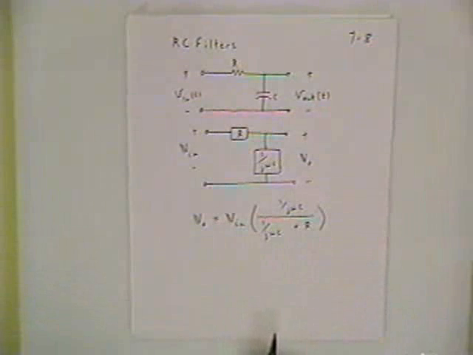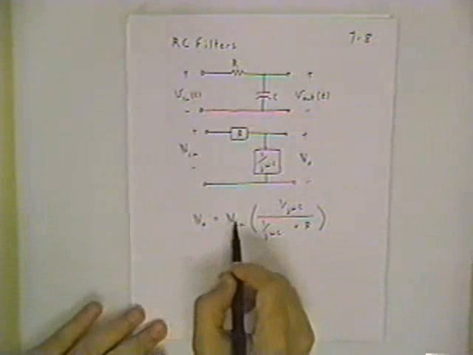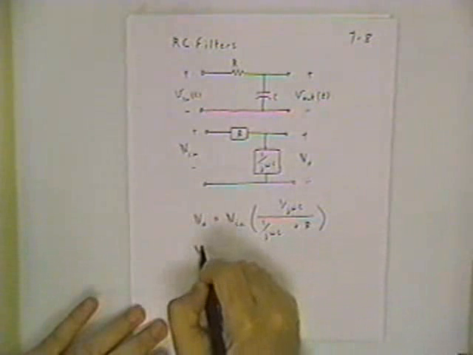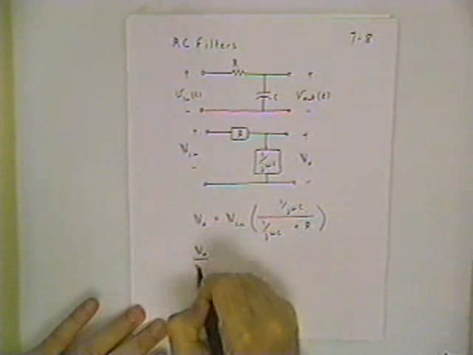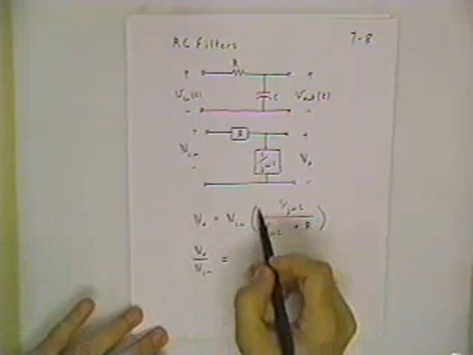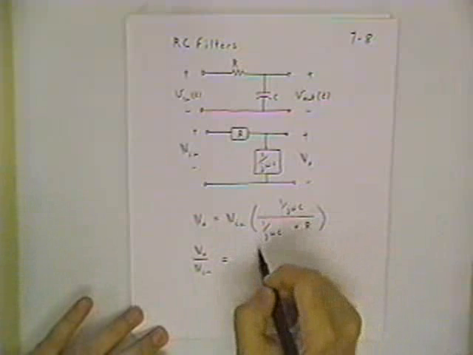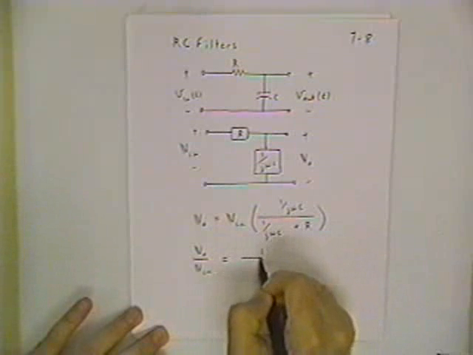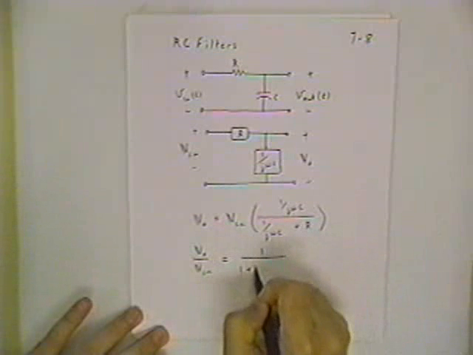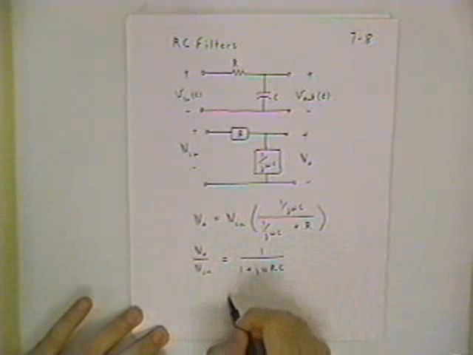Okay? Then the usual form for these frequency response problems is to divide the output by the input. So let's take V out divided by V in, and now work on the algebra inside this parenthesis. I can multiply through top and bottom by j omega C. That leaves me a 1 upstairs divided by 1 plus j omega RC.